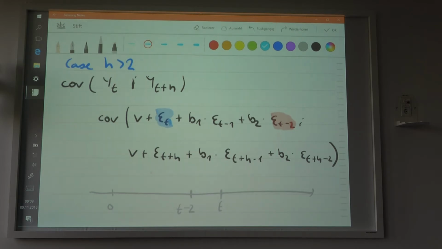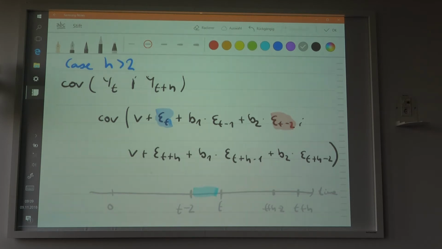And what about the other one? The other one has t plus h, and t plus h minus 2. Here you have t plus h, a time a little bit to the right, and t plus h minus 2 is here.